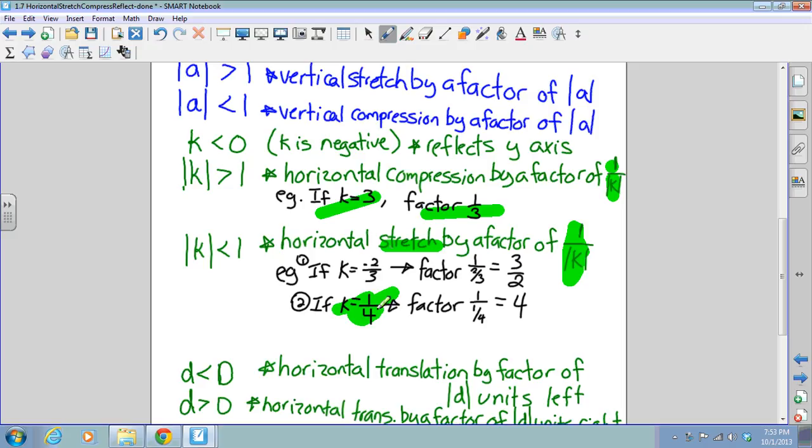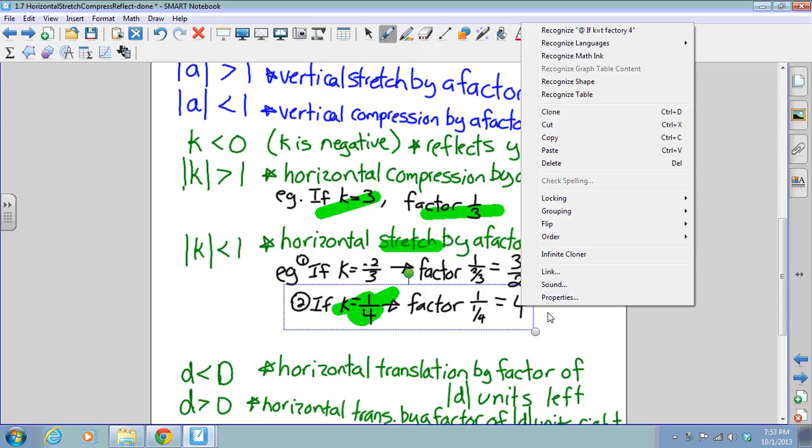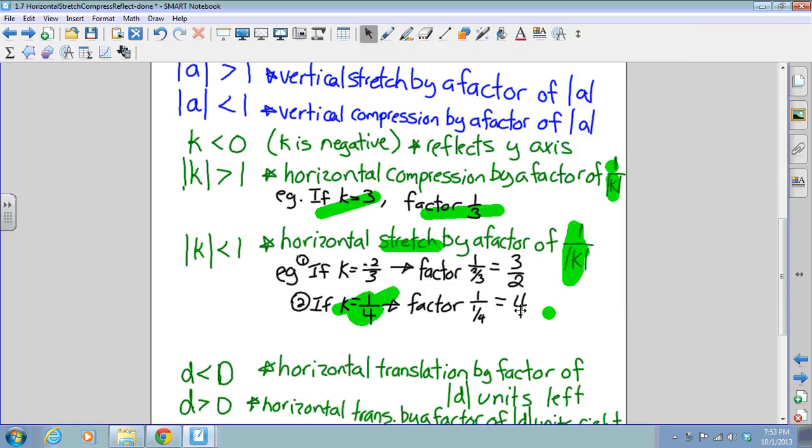So if K equals 1/4, you put it in its fraction and you flip it, so it'd be a horizontal stretch by a factor of 4. That means from the key point, it's going to be 4 times the distance away than it was in the original parent function. Another one to make sure you know how to do is this example 1.